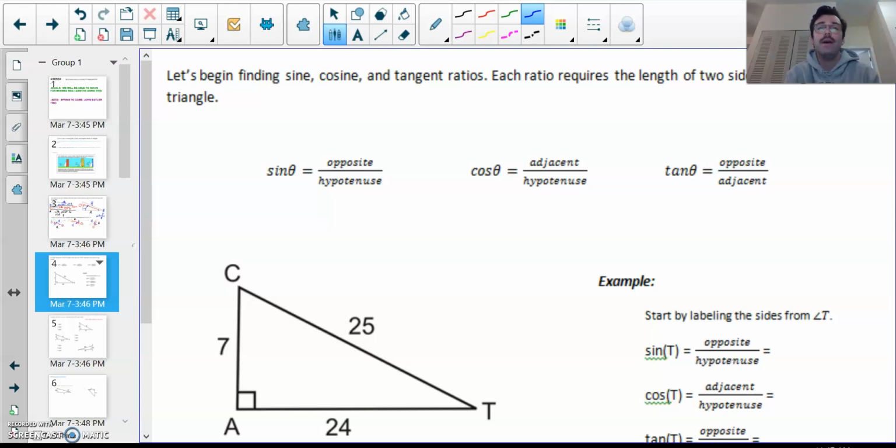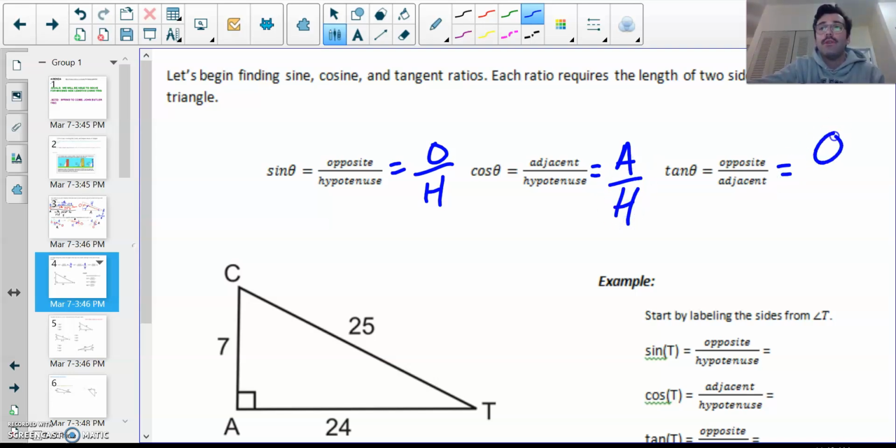Sine is always going to, and there's a trick to remember this, I'll show you that in a little bit. Sine is always going to be the opposite side over my hypotenuse, or in our case, O over H. Cosine will always be the adjacent side length over the hypotenuse. And tangent will always be the opposite over the adjacent.